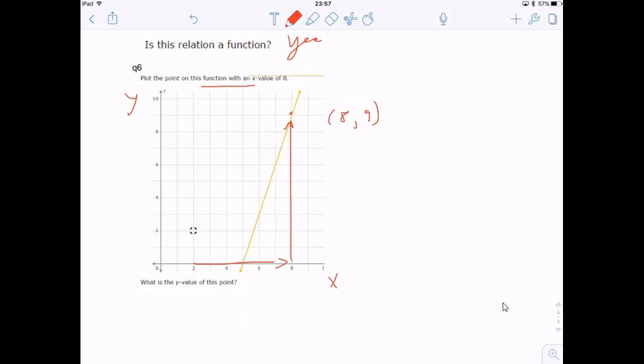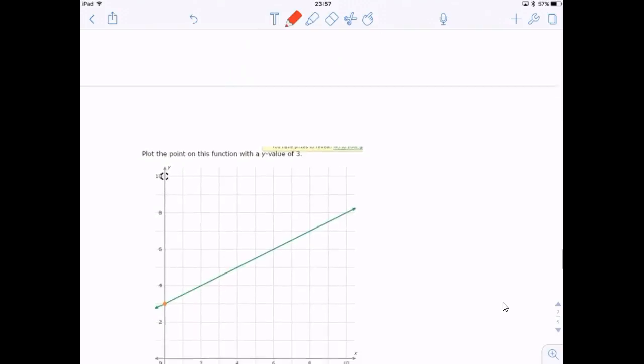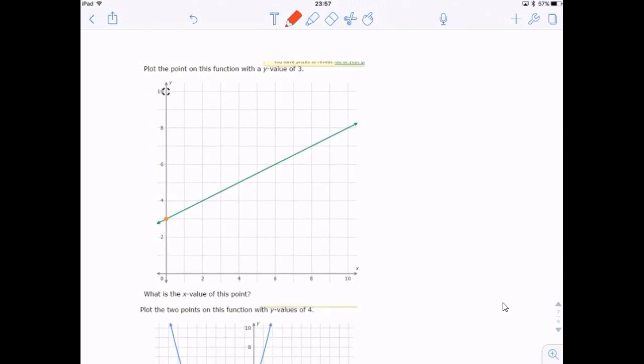And then it says, what is the y value of this point? Well, the x value is 8. They gave that to us. And the y value happens to be 9. Okay, so we just get it by marking the point at x equals 8 on the line. Here's another one, except now they give us a y value. The y value they give us is 3. So now what we need to do is figure out where on the y-axis we're looking.